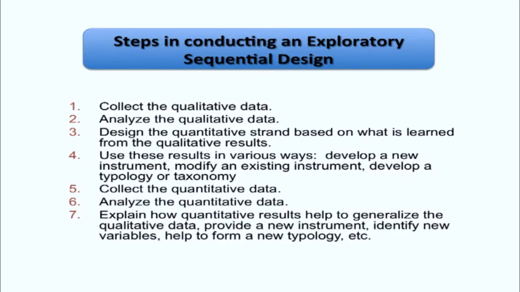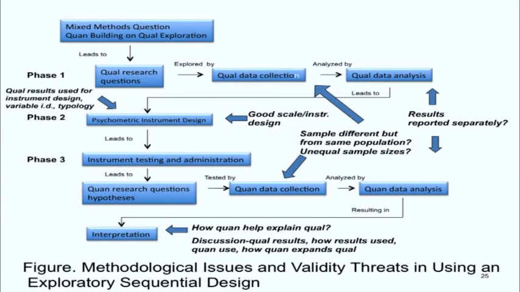So again, I've drawn a picture here of the process of research, starting with a mixed methods question, gathering data qualitatively, moving to the second phase of developing something. In this picture, I talk about developing a good psychometric instrument, and then phase 3 where you're actually testing out that instrument and administering it quantitatively. So those are the three phases. Now, in this picture, I've also put some of the validity threats or the challenges in using this design.